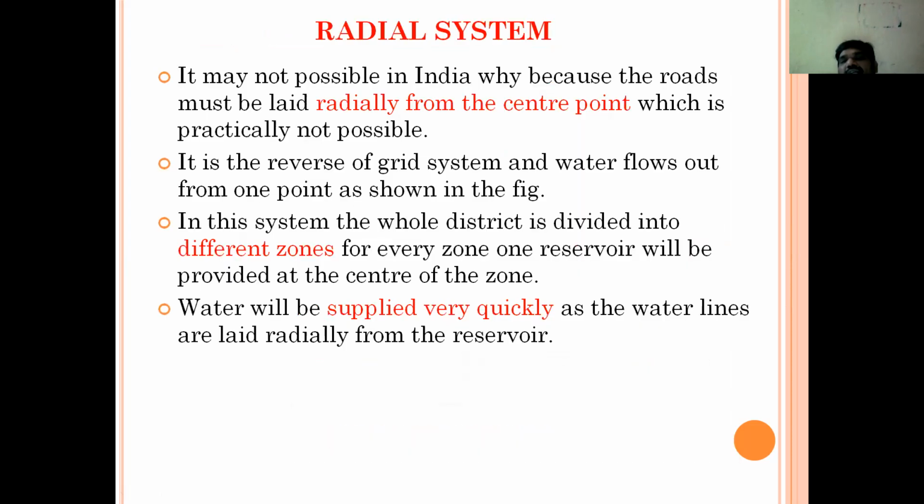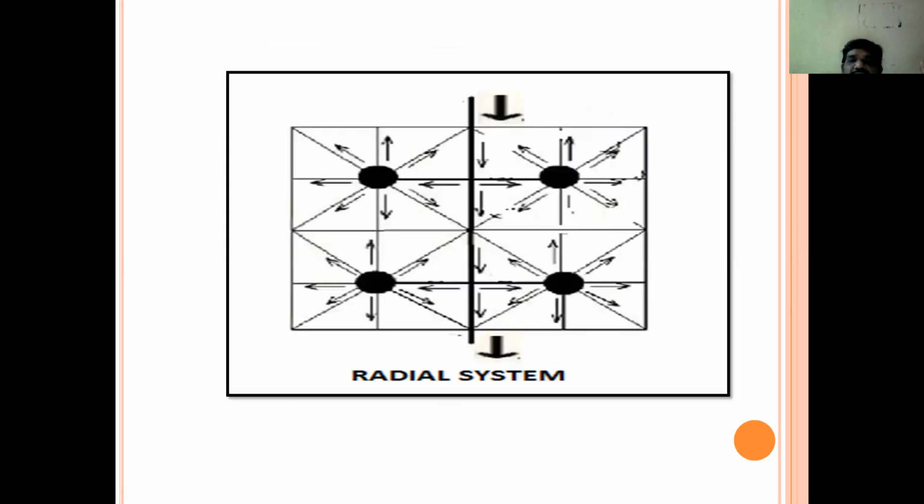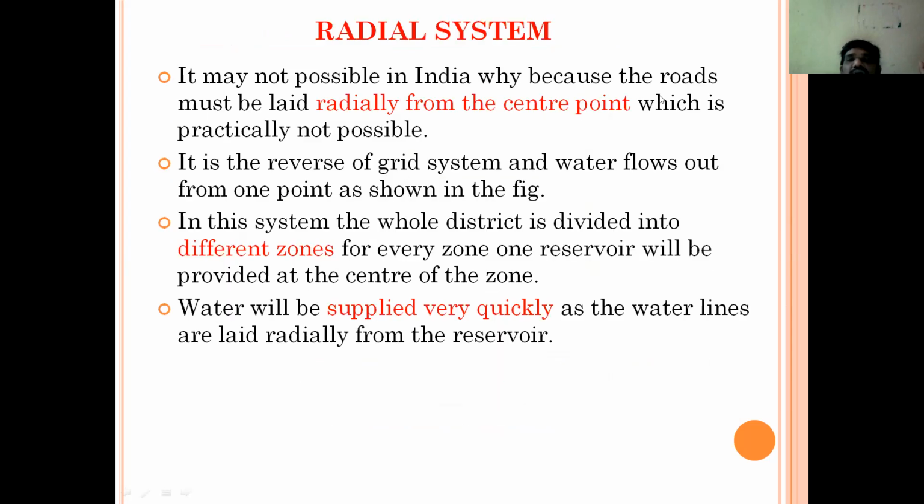Here, from one particular point, water will be distributed. This is called the radial system. See here, the roads must be laid radially from the center point. This may not be possible everywhere in countries like India. Why? Because the roads must be laid radially from the center point, which is practically not possible.